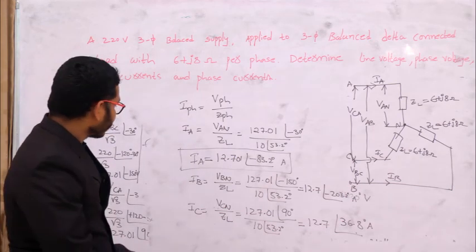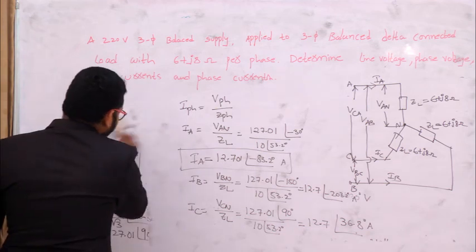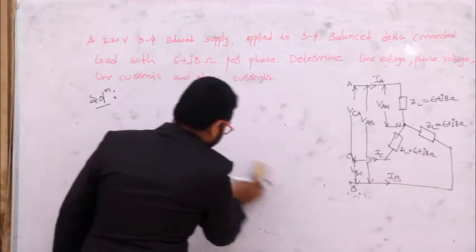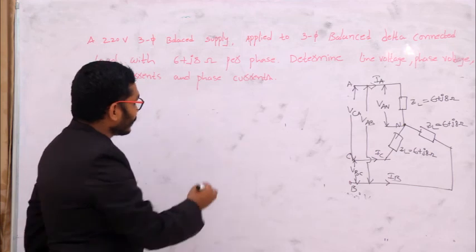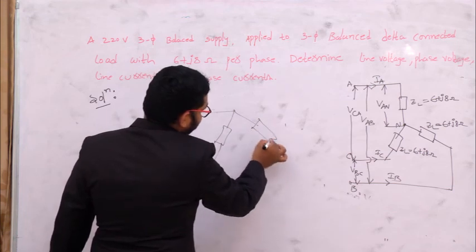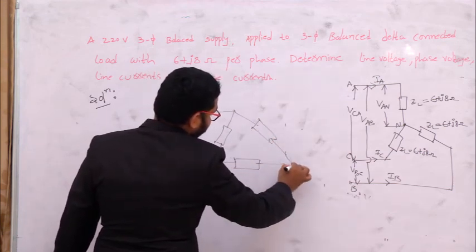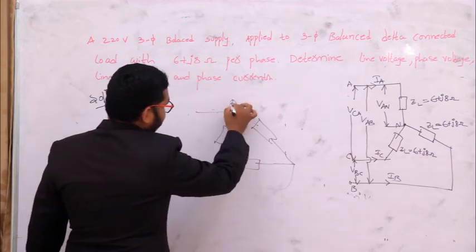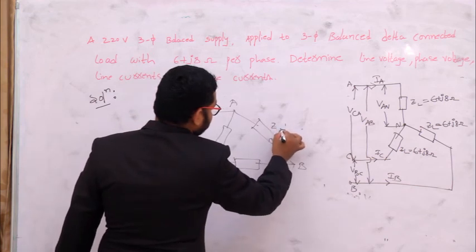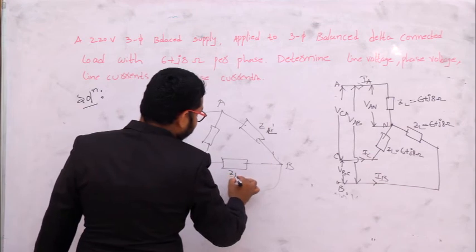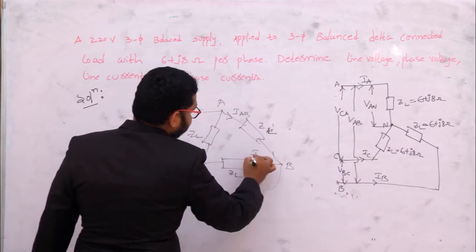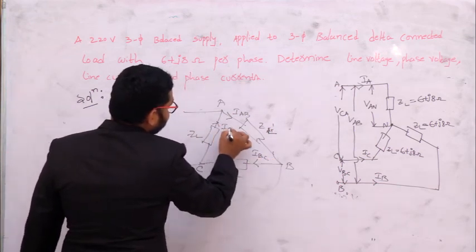Previously we have done a problem with a delta connected network. This is the delta connected network with ABC phase sequence. This is ZL in each branch. We are representing the phase currents as IAB, IBC, and ICA, right?